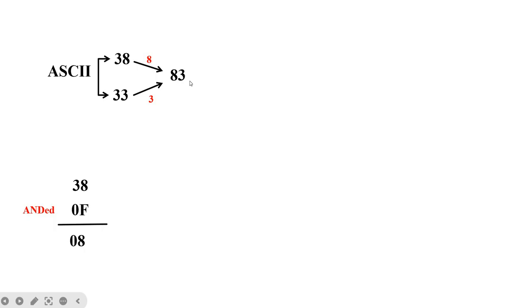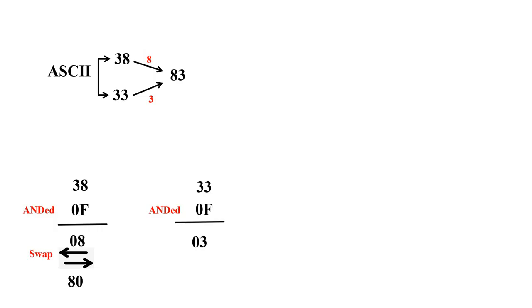Okay, but we want 80 because here our MSB is 8. We have 08, so we have to perform a swap operation in order to get 80. Now we got the MSB, the most significant digit. Now we will take the second ASCII number, 33, and mask the 3 here. We'll again AND it with 0F and we will get 03. Here we don't need any swap operation because we want 03, which is the lower digit.